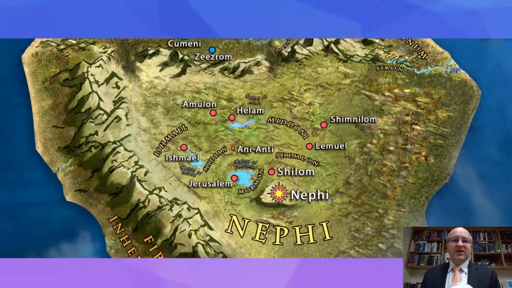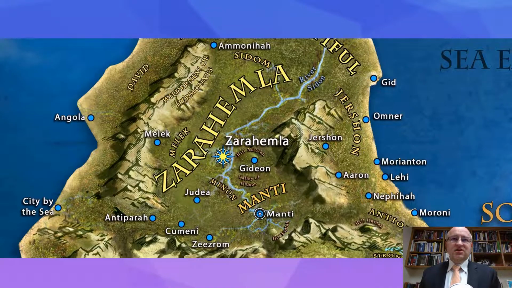In it, you'll find some great resources to show you where these cities are in relation to each other. You'll see also like land of Zarahemla. It's great to be able to see and map out some of these journeyings and maybe kind of see where they're going by and what they're doing.